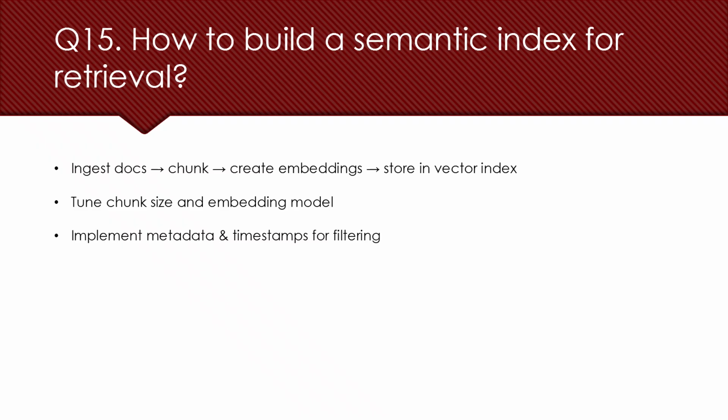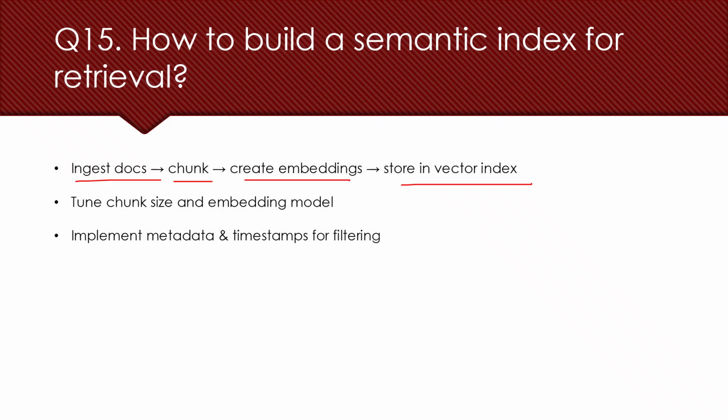Question number 15. How to build a semantic index for retrieval? First we have to understand what a semantic index is. A semantic index is the process of transforming documents and structured data into vectors. Whatever data we have as a document will be converted into chunks. Then from those chunks we create the embeddings and store them in a vector index, like a vector database. The pipeline includes ingesting documents and cleaning, the pipeline which I just described.